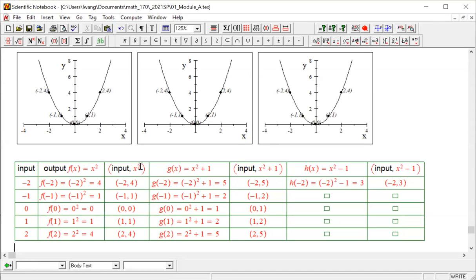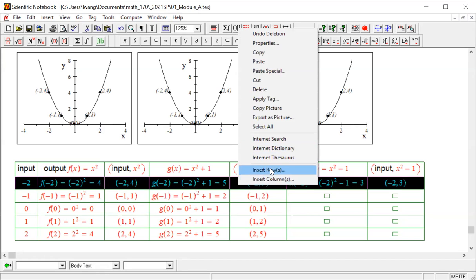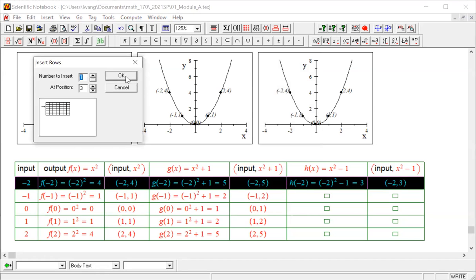Okay, welcome back. We have graphed x squared, right? Now we're going to graph x squared plus 1 and x squared minus 1. You can see that on these rules. So let me explain to you the change of rules.